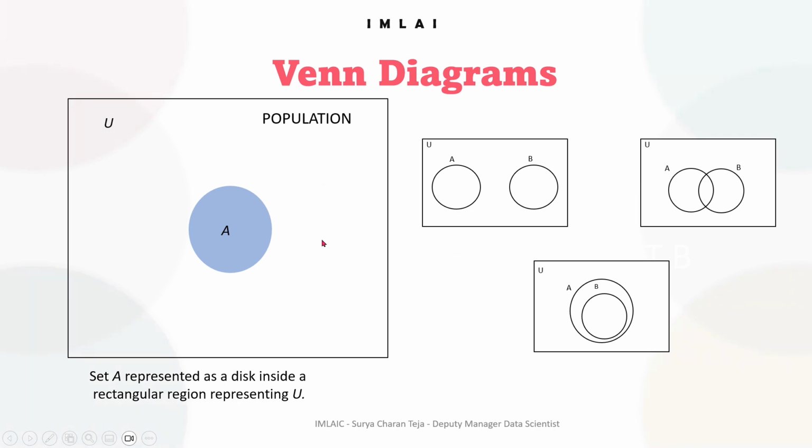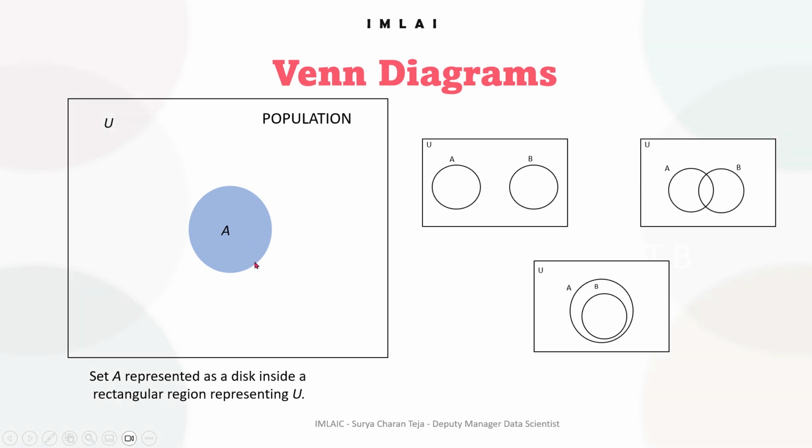A Venn diagram typically consists of a rectangle representing the universal set and circles or other shapes representing sets and their relationships. The elements of a set are placed inside the corresponding shape, and the overlapping area between two or more shapes represents the intersection of those sets.